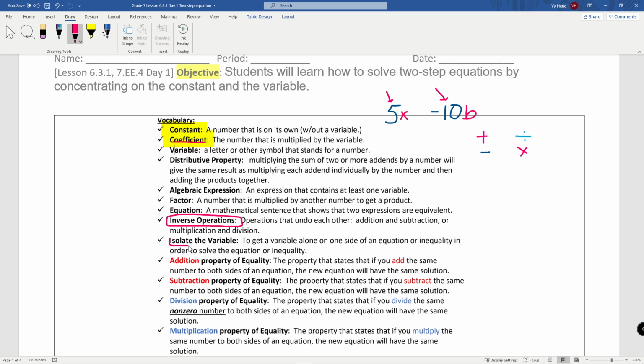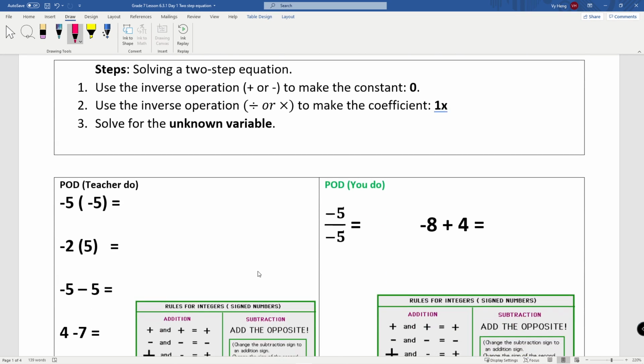So isolated variable is our objective for today. We're going to make x or b or whatever variable by itself. And then let's go down here.